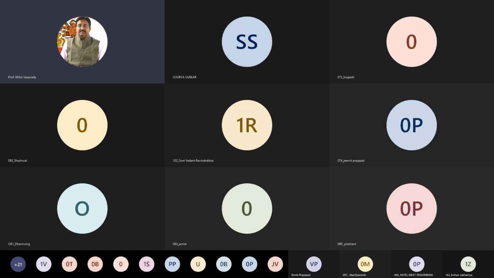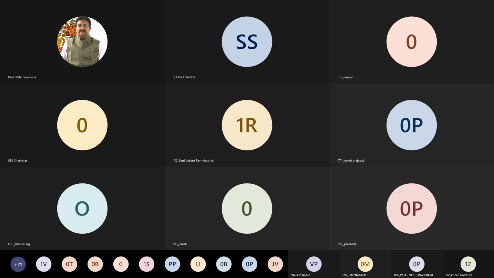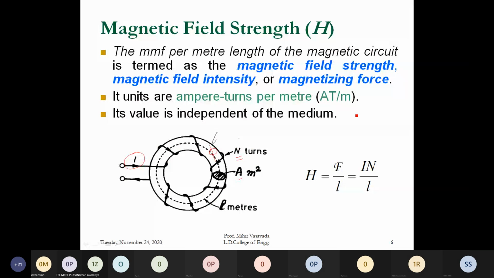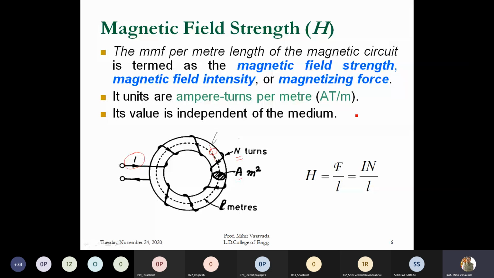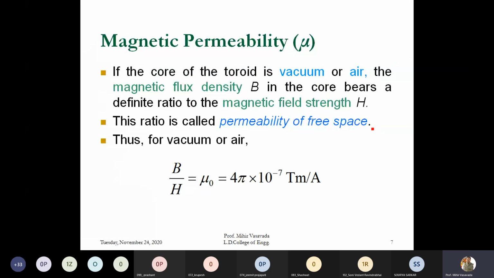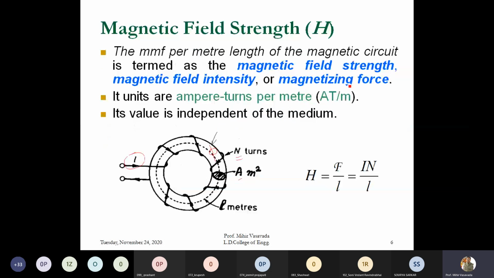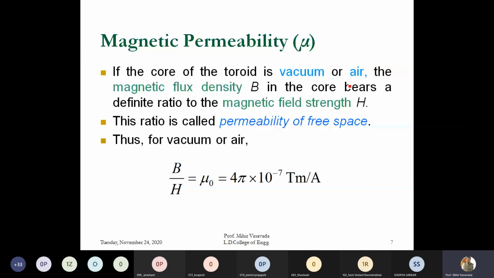Right, I am sharing my screen again. So this is magnetic field strength. Then comes permeability, mu. There are three terms you can tell: one is conductivity, one is permeability, another is permittivity.